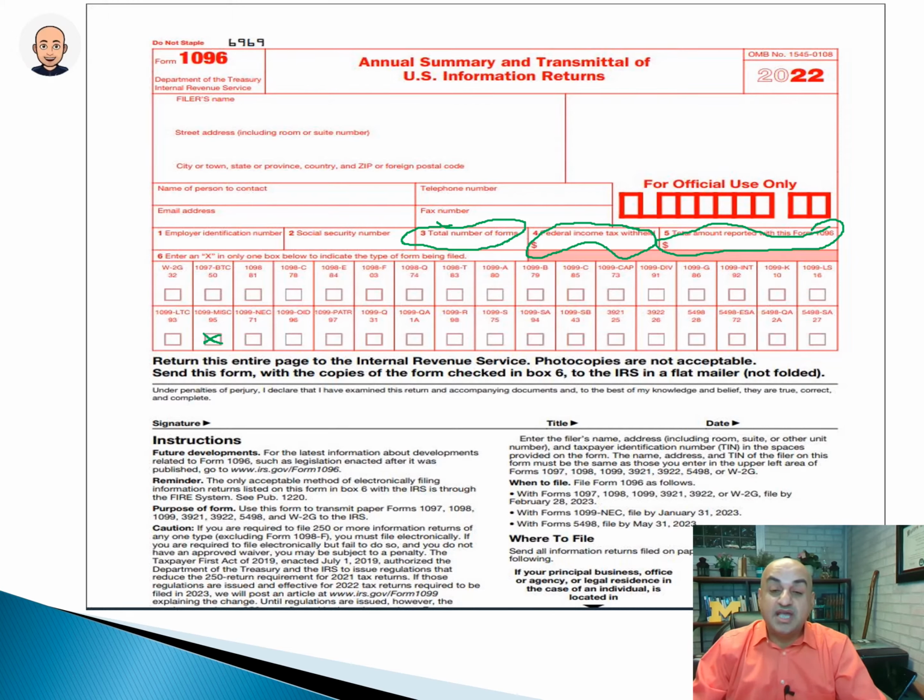You have to have a separate 1096 for each type of form that you present to your workers or employees or associates. Of course, the authorized person should sign here and put their title and the date of the time when they signed this form.